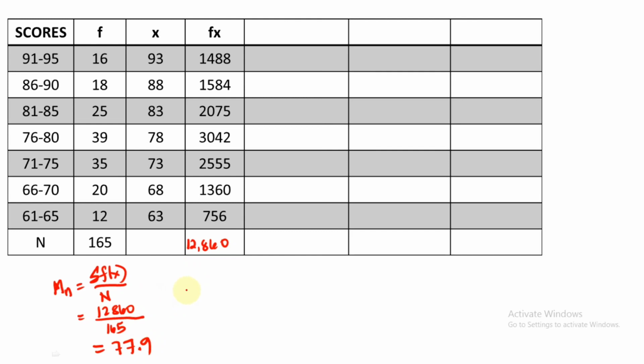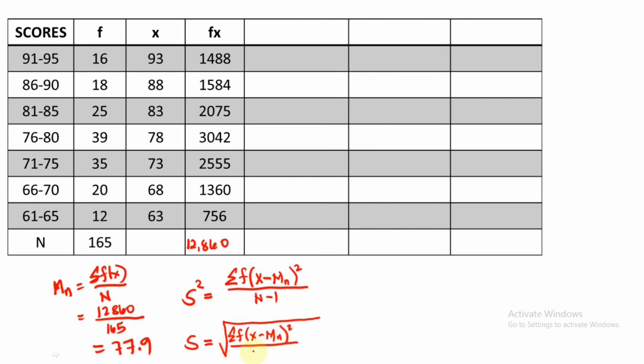Next, alamin muna natin yung formula ng standard deviation or variance. So ang variance is s squared equals summation of f times the quantity of x subtract the value of the mean squared over n minus 1. And yung standard deviation is s, then that is the square root of the variance. So summation of f times x minus the value of the mean squared over n minus 1. But first, hanapin muna natin yung ito, x minus the value of the mean.